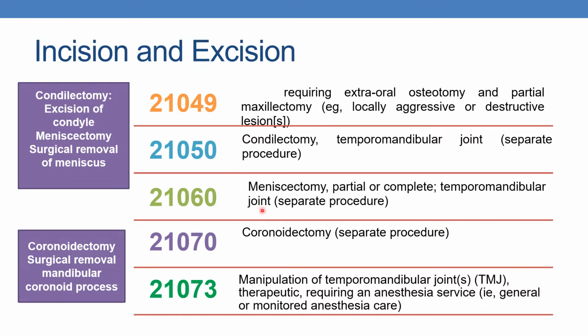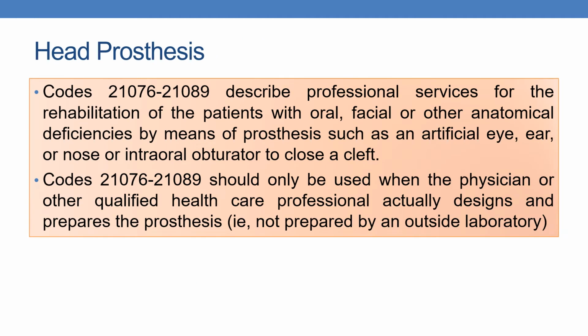The next is 21060. It deals with meniscectomy partial or complete temporomandibular joint. Meniscectomy is nothing but surgical removal of meniscus. The next is 21070. It deals with coronoidectomy. Coronoidectomy is nothing but surgical removal of mandibular coronoid process. The next is 21073. It deals with manipulation of temporomandibular joint therapeutic requiring an anesthetic service, especially like general or monitored anesthesia care. Now coming to head prosthesis.